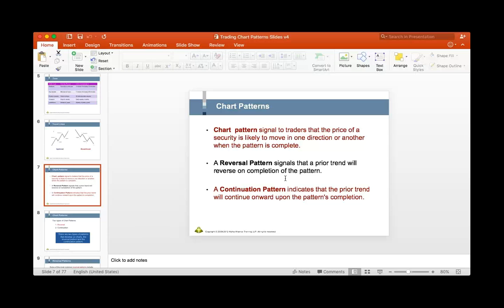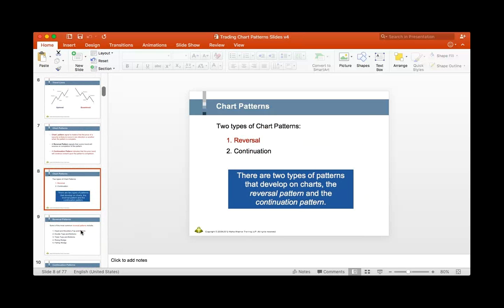A continuation pattern indicates that the prior trend will continue onwards upon the pattern's completion. So a continuation pattern is when the prior trend was up, then the continuation pattern happened, and the next trend is up. And vice versa, when the trend is down, then a continuation pattern, and the next trend is still down. So it's important to identify whether a pattern is a continuation pattern or a reversal pattern. That is the first thing we need to know: reversal pattern and continuation pattern.